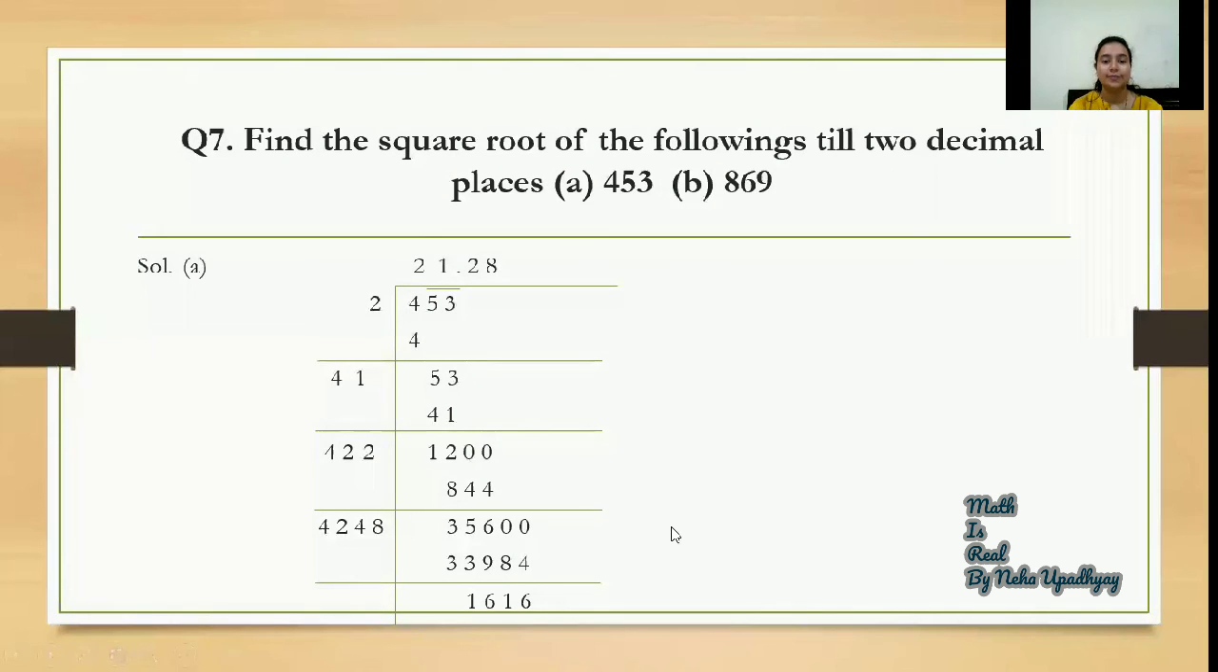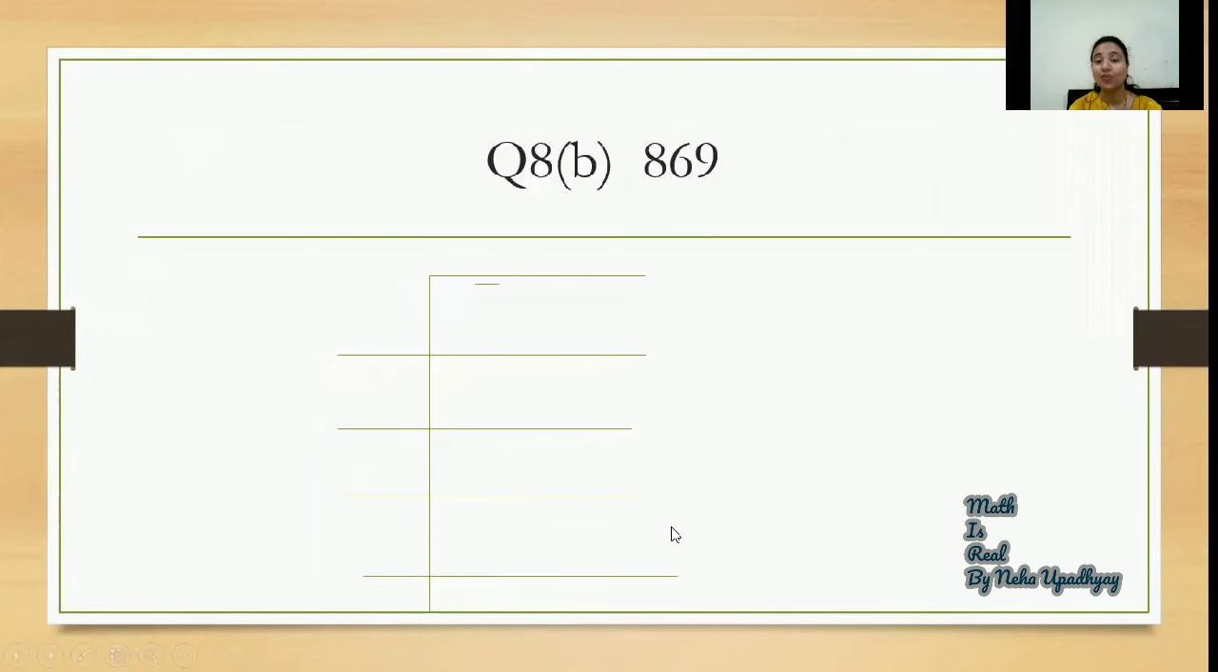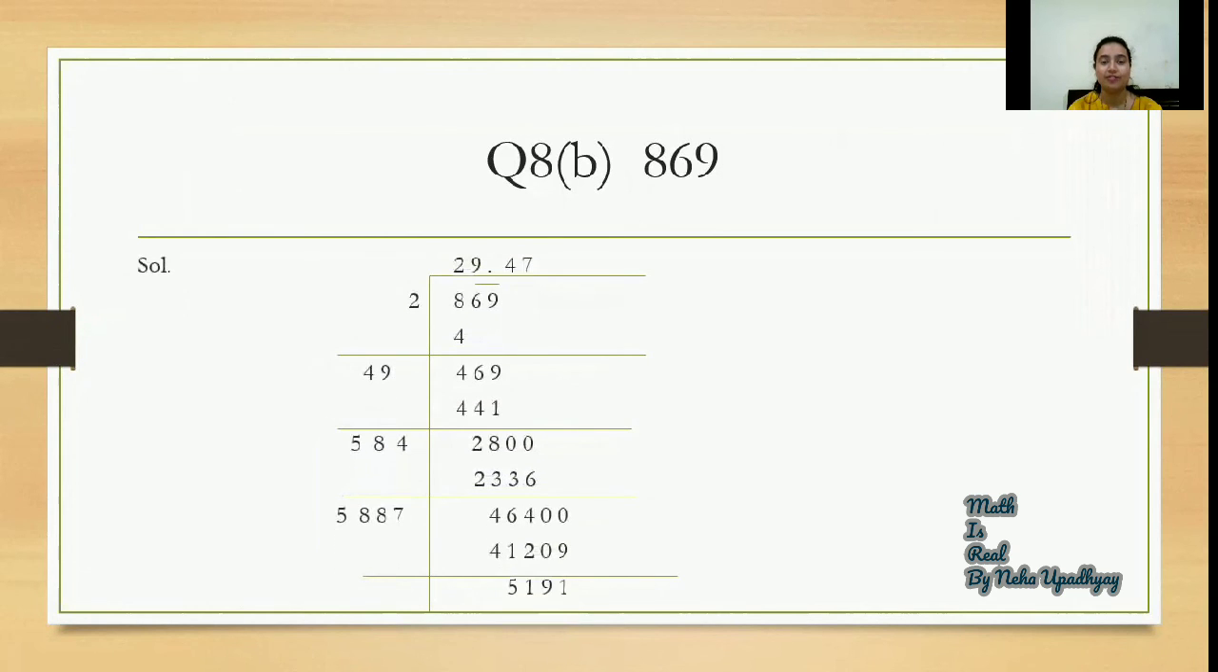So let's see the next question. Square root of 869. Okay. So first of all, write 869. Make this kind of box. Make the pair from the side of the ones. And then let's begin. 2 twos are 4.